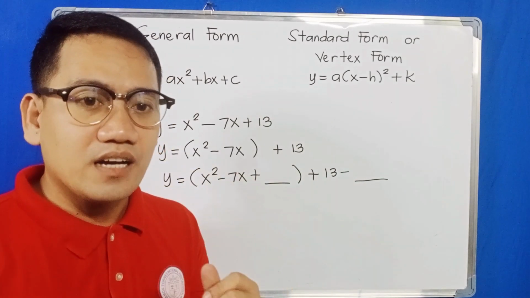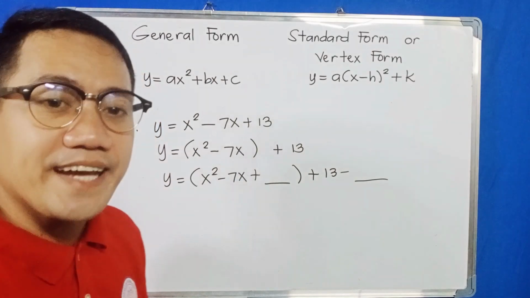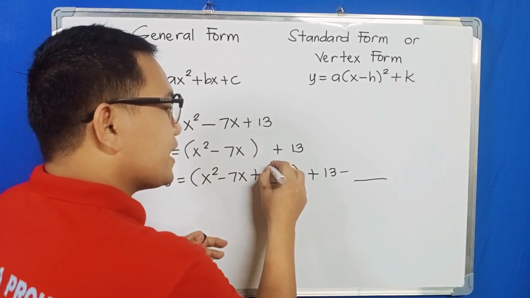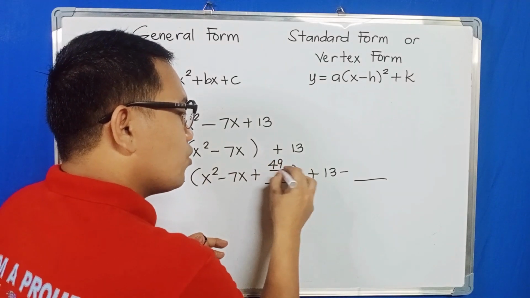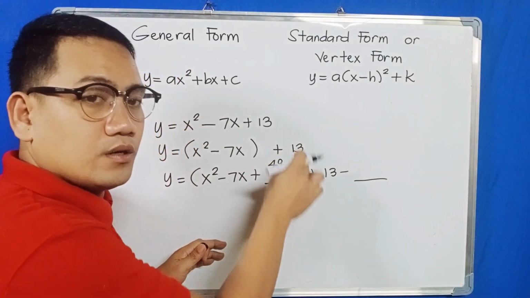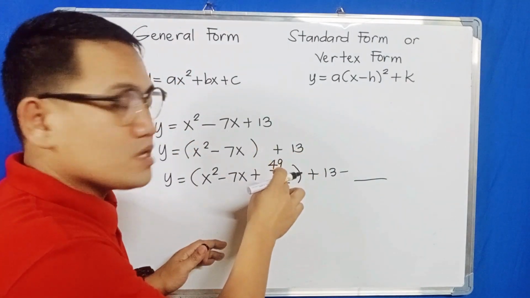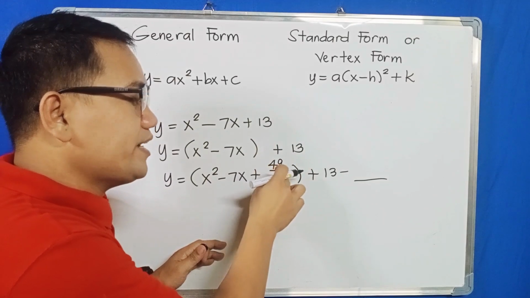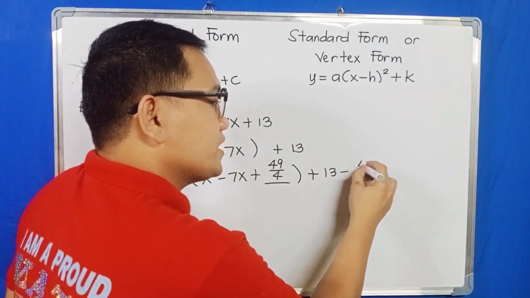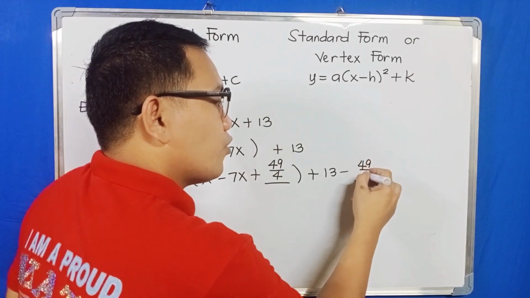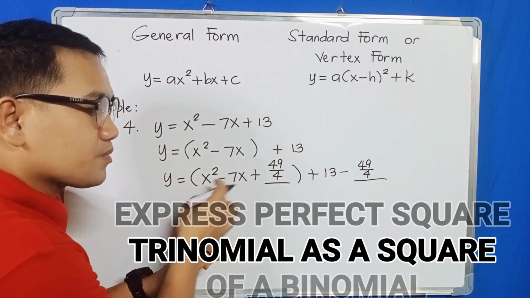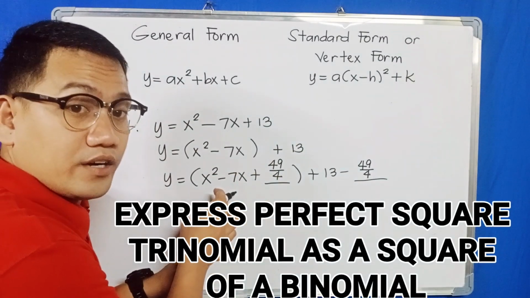Squaring negative 7 halves will be 49 over 4. So our third term would be 49 over 4. So we will be engaging now with fractions. So the third term is 49 over 4, and it will be subtracted from our constant, which is 13. Then we will make this one a square of a binomial.